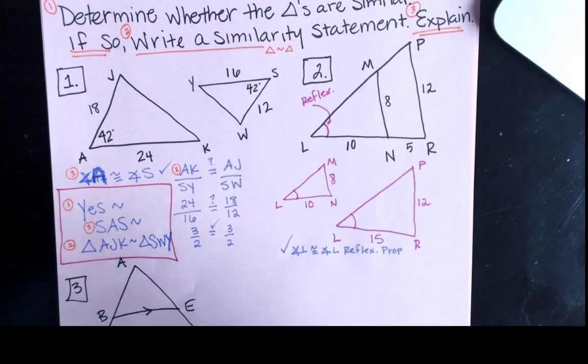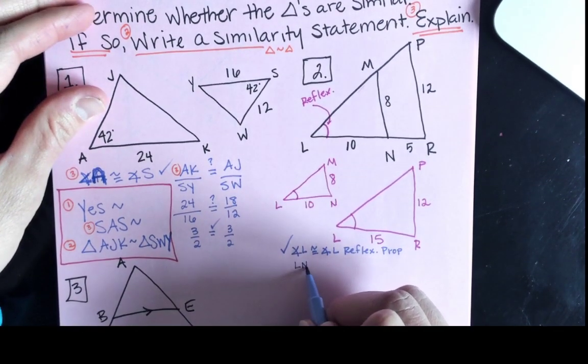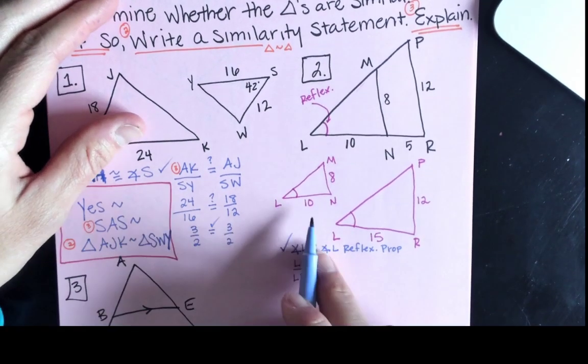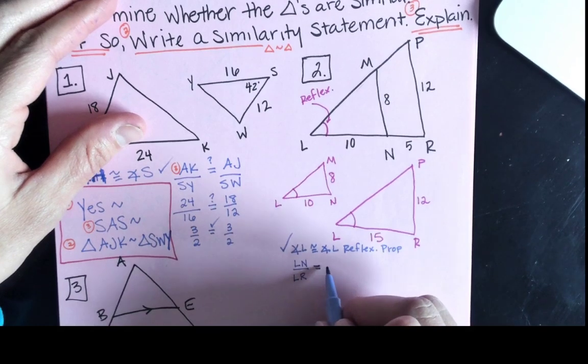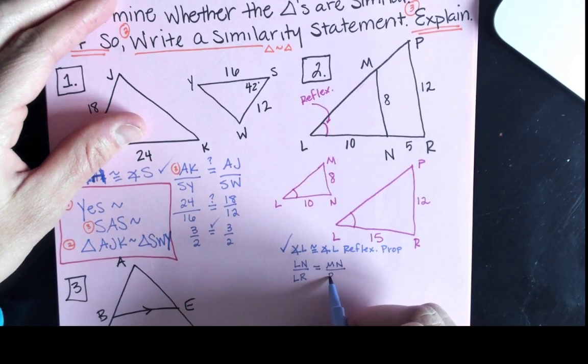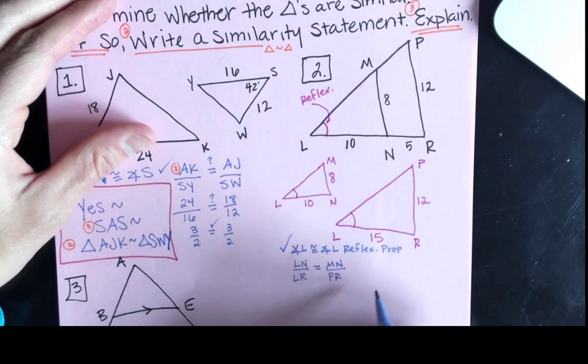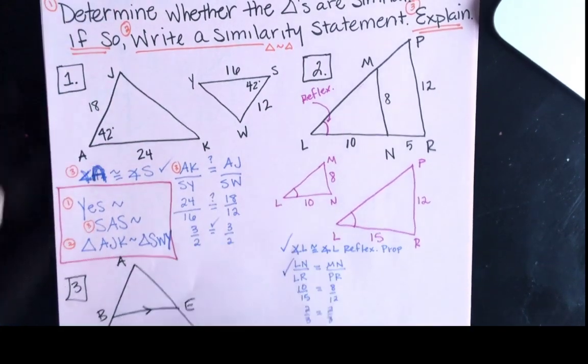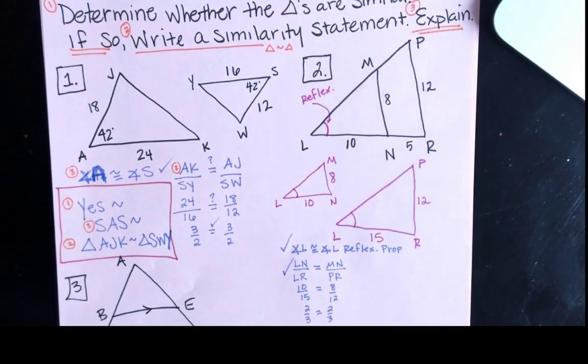And I want to check, does LN correspond with LR? Again, longer to longer. Does MN correspond with PR, shorter to shorter? And we find out we have 10 over 15, we have 8 over 12, and it does show us that this is 2/3 and this is 2/3. So they check. What's the problem?